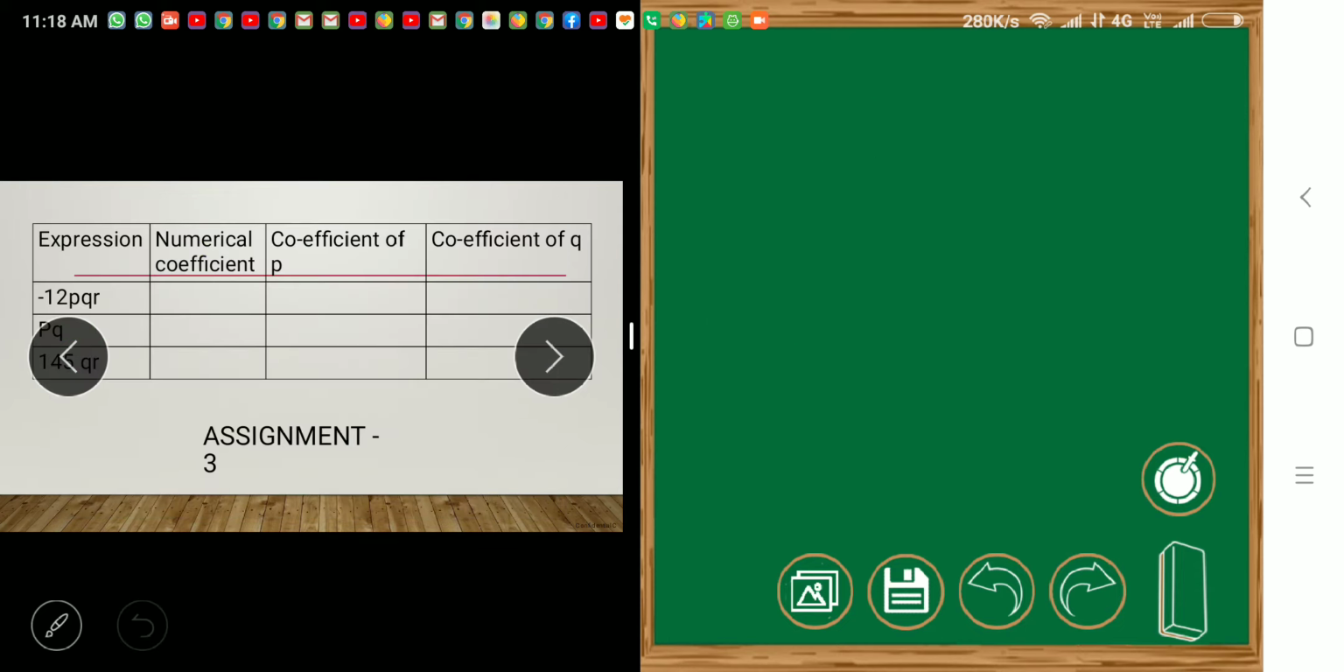And this is your assignment. You can write now the numerical coefficient and the coefficient of p, coefficient of q. Okay. In minus 12pqr, what is the numerical coefficient?